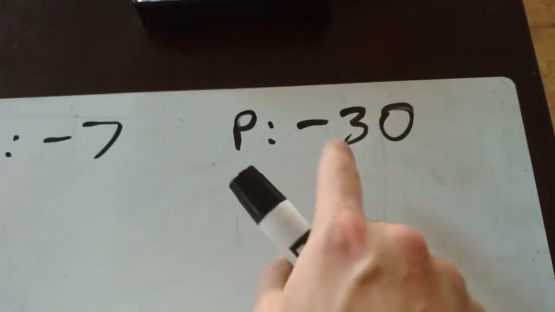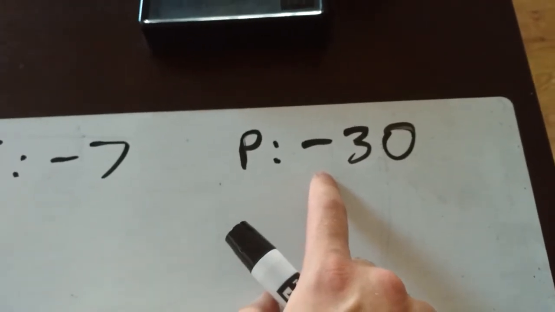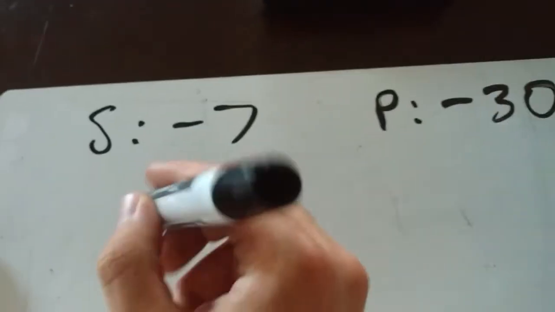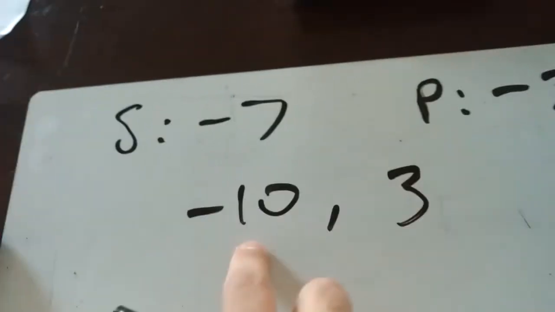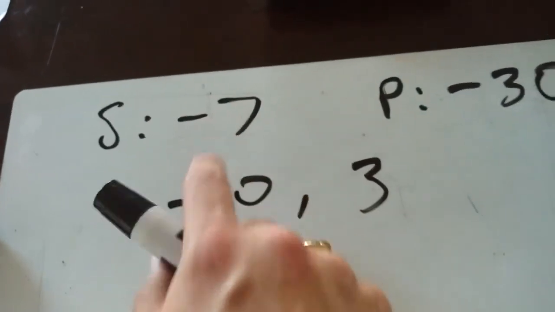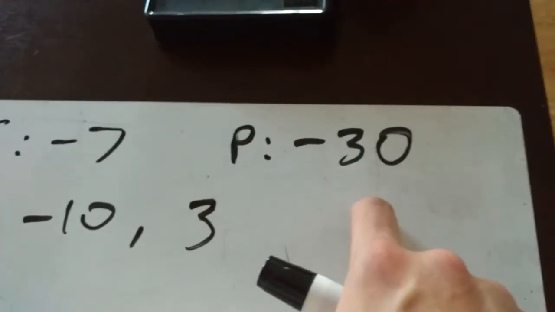That's the only way two numbers will make a negative product. So I would say it would be negative 10 and positive 3, because if you add those two together, you get negative 7, and if you multiply those together, you get negative 30.